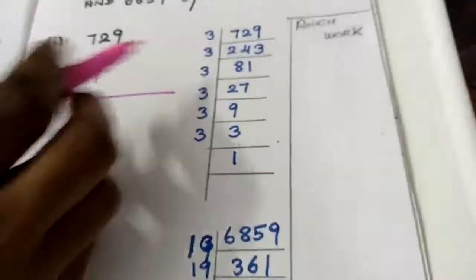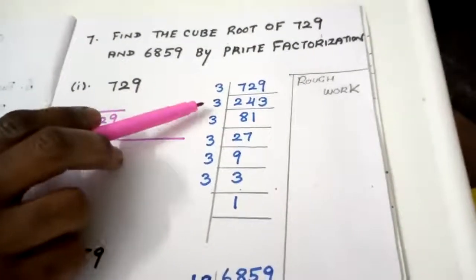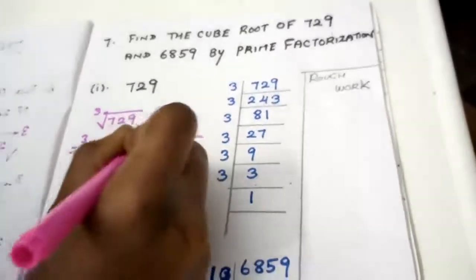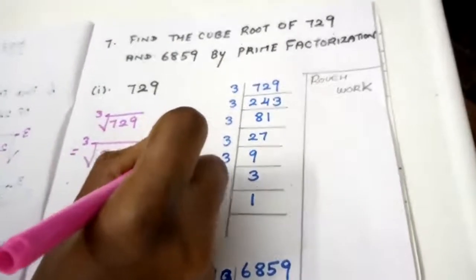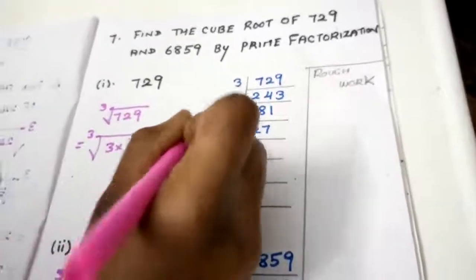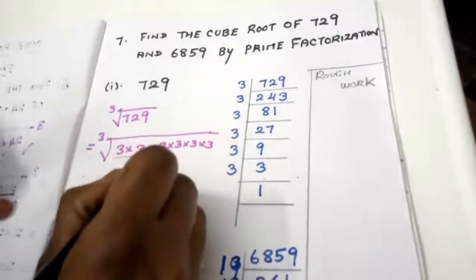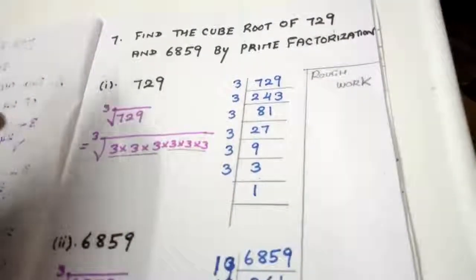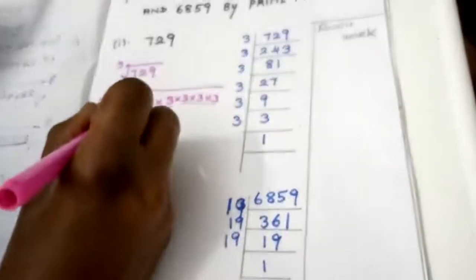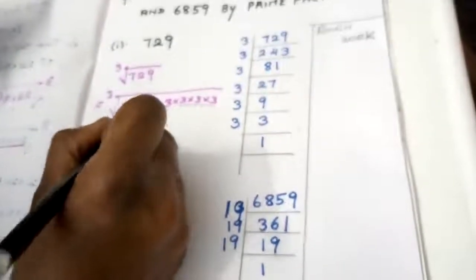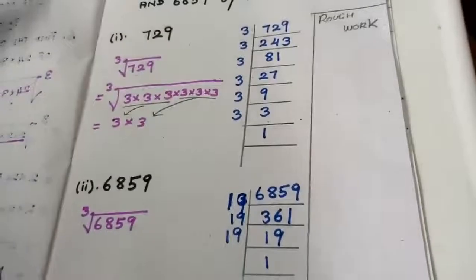What I am going to do here, students, just check how many times 3 I am having. 1 2 3 4 5 6. 6 times I am having here. So you are going to write those values 6 times. After writing, underline 3 times. 3 I am pairing. So from this I am going to take it out from the cube root, that is 3 into 3. How I am getting this 3 into 3 is, from this place I am taking 1 3 outside, and from this place I am taking another 3 outside. This is the method.